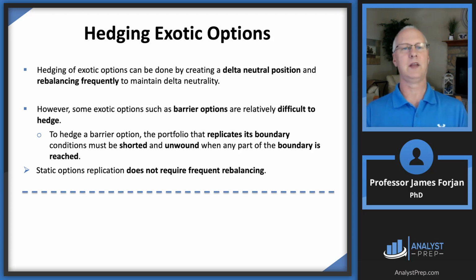Now some of these contracts are just difficult to hedge. A barrier option, this is one of the difficult ones. The portfolio that replicates its boundary conditions must be shorted. Oh, and then as soon as that price hits that boundary, then it has to be unwound, and then you might have to do it over and over again.